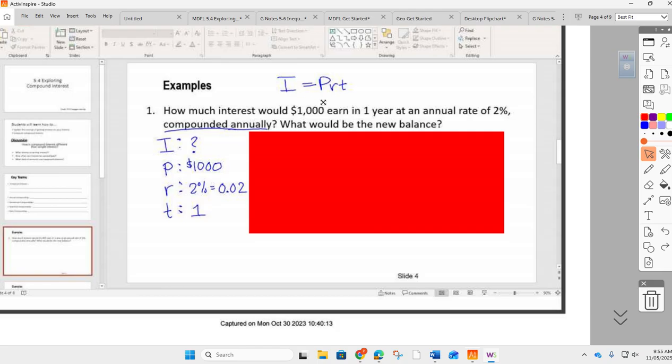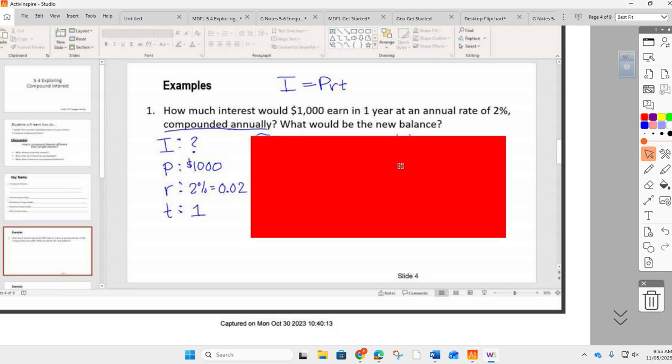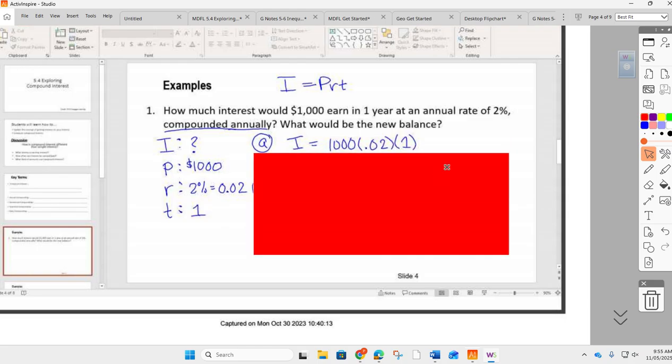The principal is that beginning amount. The rate we turn into a decimal. Remember how you do that: divide it by 100 and get rid of the percent symbol. And if it says compounded annually, we have to know that means our T is 1. So we're doing 2 things: how much interest would we earn at the end of the year, and then what would be the new balance? So for our interest, we're plugging in 1,000 for P, 0.02 for R, and 1 for T, just like we outlined here.